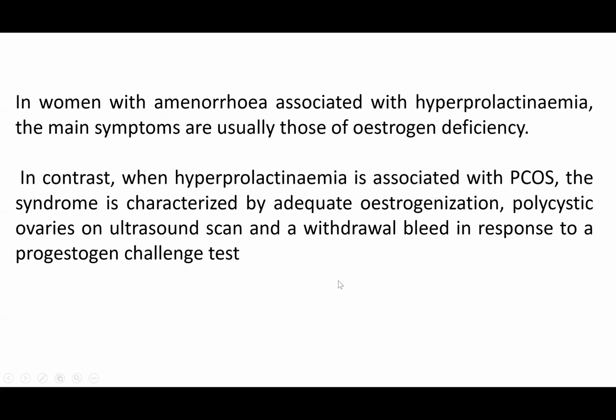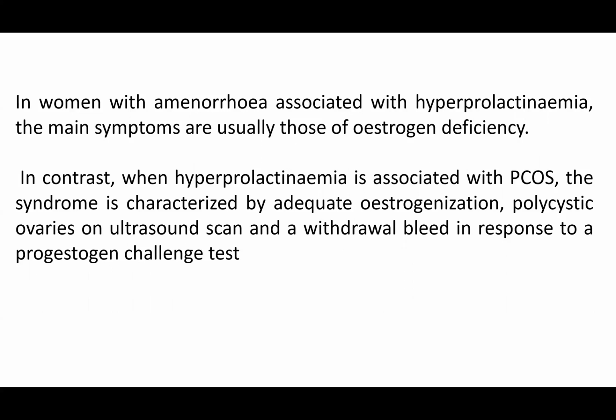If a woman with amenorrhea has hyperprolactinemia, the main symptoms are due to estrogen deficiency. We have to differentiate the hyperprolactinemia due to pituitary cause from those associated with PCOS. In cases of hyperprolactinemia per se, there will be no endometrial lining, so we cannot induce a cycle with progesterone agents only. We will need combined progesterone and estrogen in order to build up the endometrium and then induce a withdrawal bleed, either by giving the combined oral contraceptive pill, estrogen and progesterone, or giving estrogen at the beginning and progesterone later on in order to induce a withdrawal bleed.